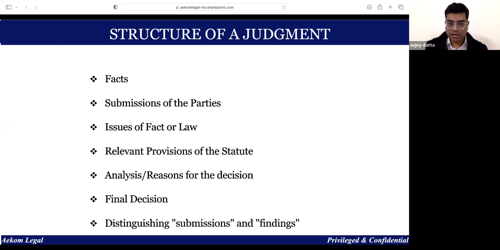Generally, you would find relevant portions of the statute also extracted, following which you will have the analysis and the final decision. It's very important always to distinguish submissions and findings. Wherever you find in a judgment that it is recorded that in seriatim the following submissions were made, you must keep a track of where the submissions end and where the findings actually begin.